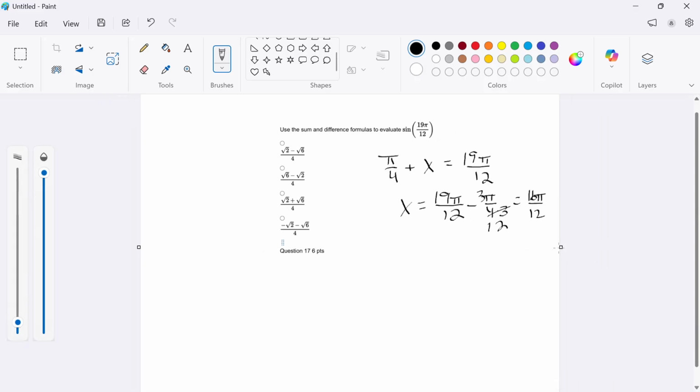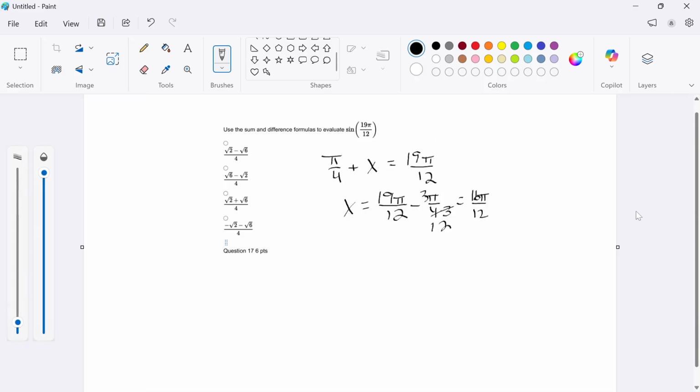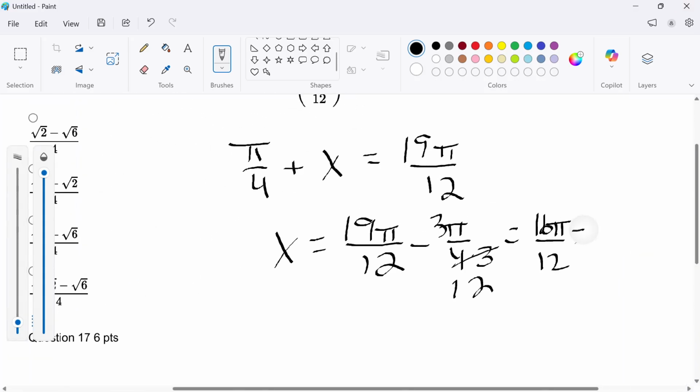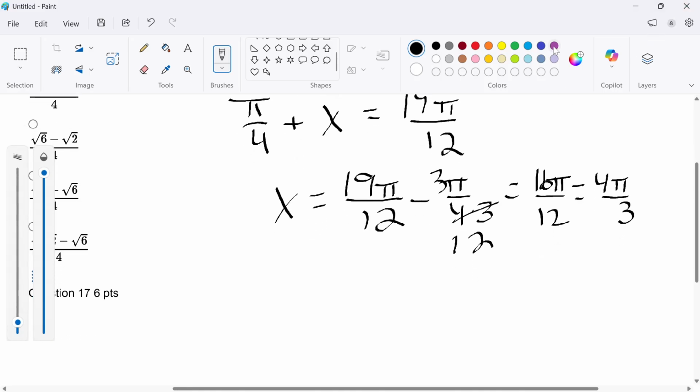I'll divide by 4. So this is 4 pi over 3. Yeah, that works. That's on the unit circle. That is 4 pi over 3 is in the third quadrant. It's just pi over 3 in the third quadrant.